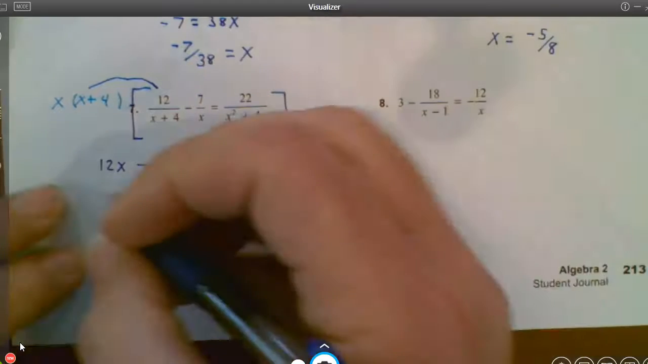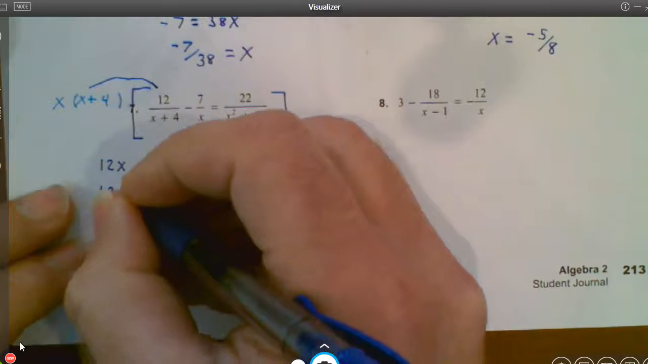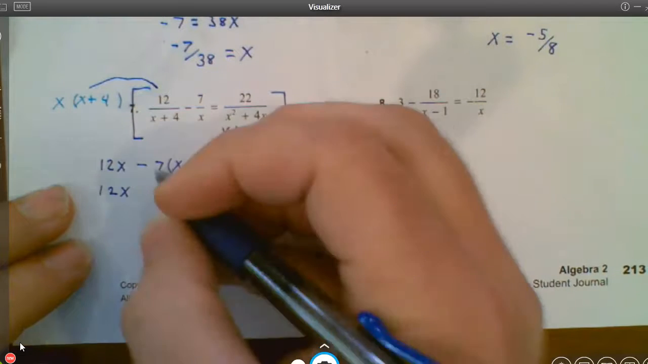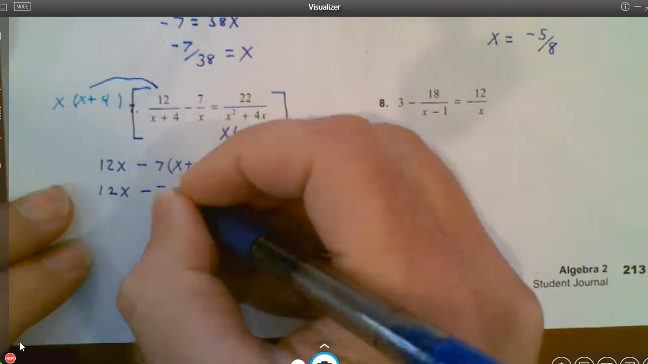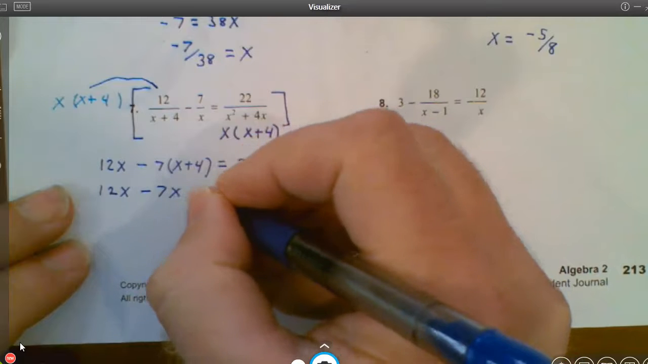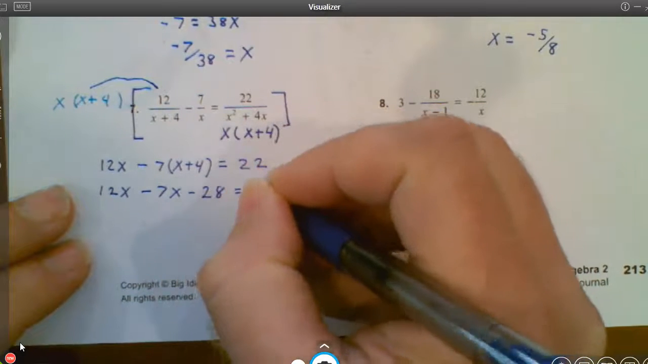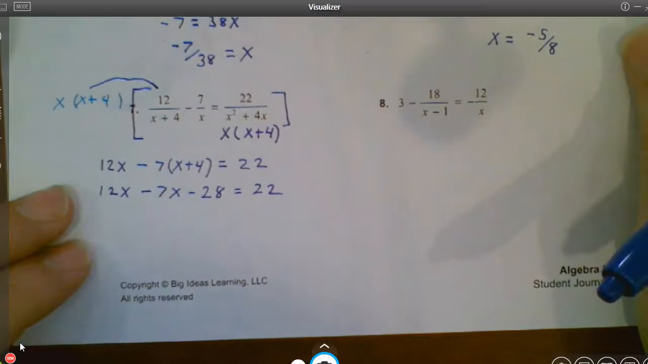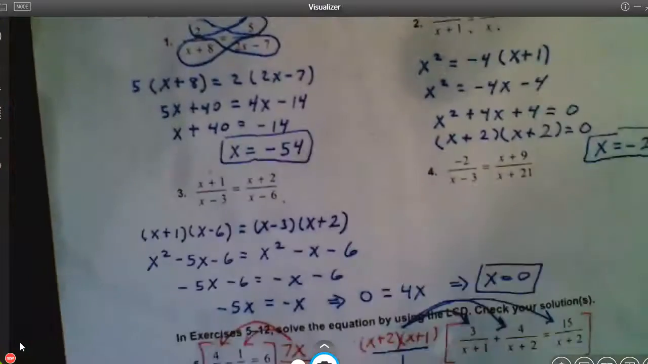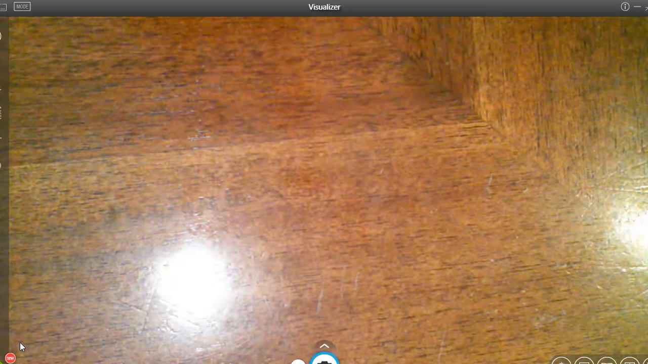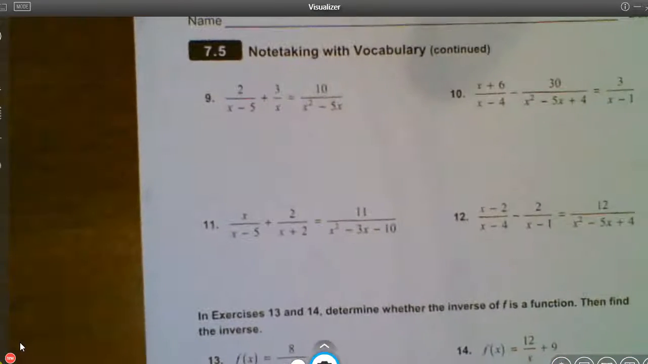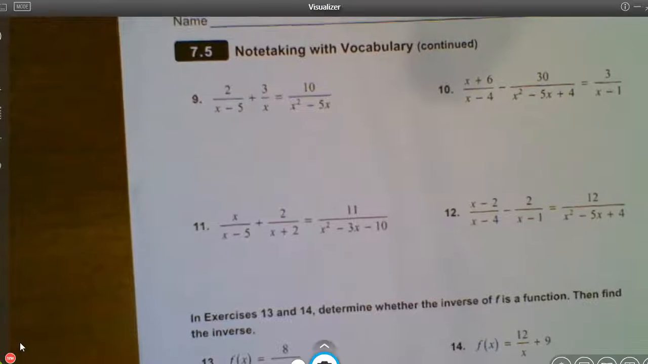I'm going to take it one more step because I just want to remind you guys to be careful when you distribute. The negative sign goes with it. So you should have a negative 7x minus 28 equals 22. And then solving from there would be nice and simple, so you can get x by itself. One last thing I've got to show you. So hang with me for one more problem here. This is the fun one. Take a look at number 11 with me.